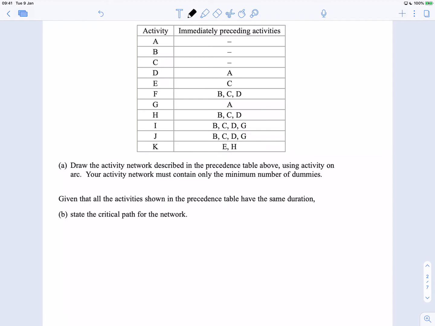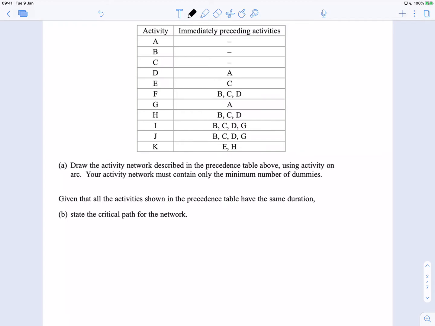Okay, so given this activity and immediately preceding activities chart, draw the activity network described in the precedence table above using an activity on arcs. That's a bit weird, but that's what we do anyway. Your activity network must contain only the minimum number of dummies. Okay, so we just have to be really careful.